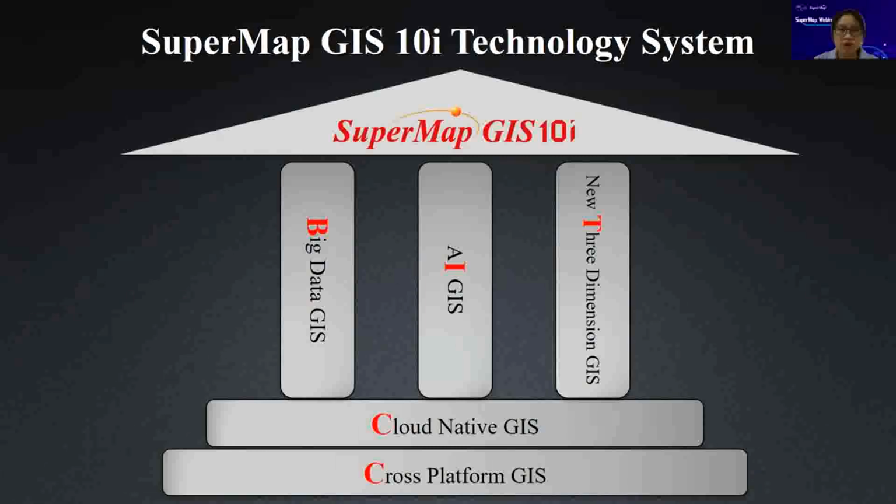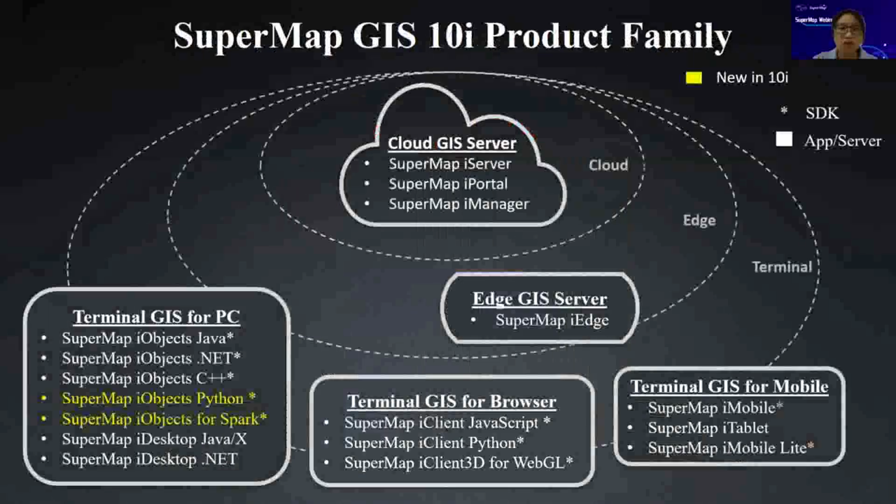So here is the SuperMap GIS 10i technology system, which you have seen yesterday. This is BitCC, meaning Big Data, AI GIS, the new 3D GIS, and cloud native cross-platform. All our 10i product family are based on the BitCC technology, and this is all the products of our SuperMap.